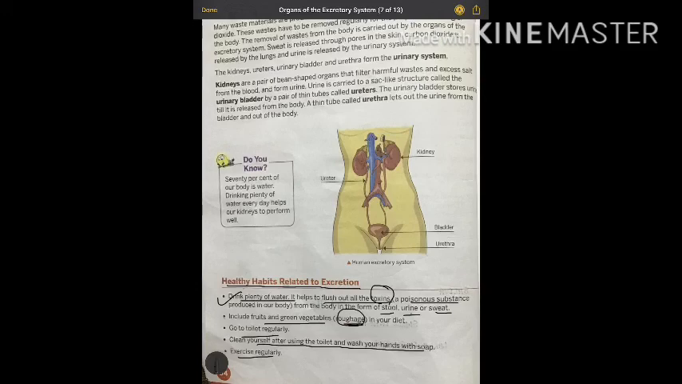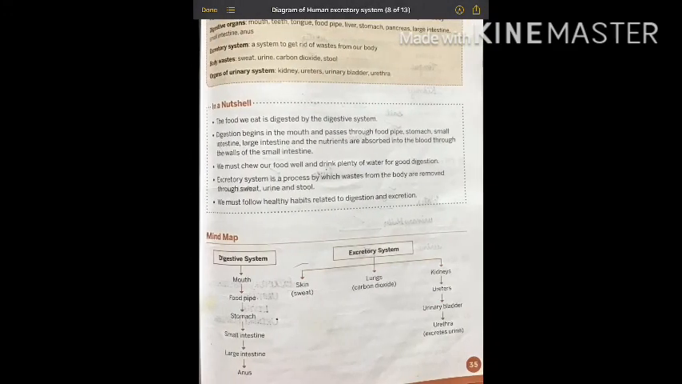Exercising is very important in our daily life. It helps us to maintain and regulate all the systems of our body, including the excretory system and even the digestive system. So we should exercise regularly. Any kind of exercise we can do daily for at least half an hour, so that it helps to maintain our body systems. So this is all about your digestive system and excretory system, students.